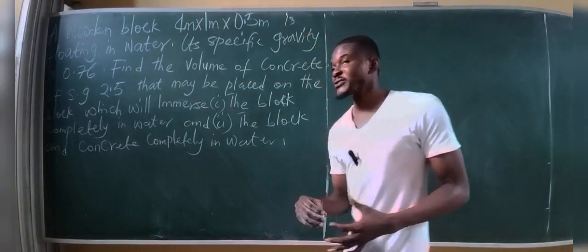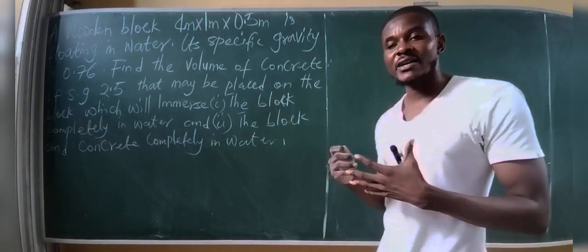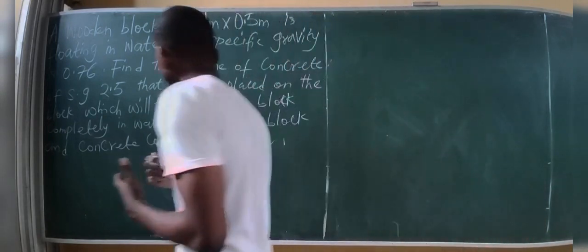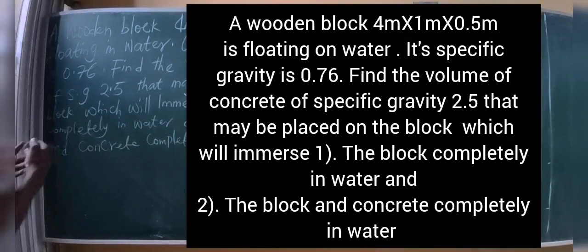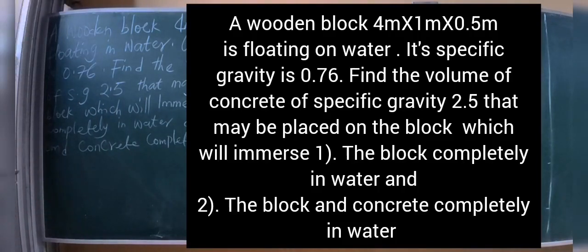Alright guys, so let's also consider this other problem on the board. I think this question will also help to explain another Archimedes principle to us. The question says a wooden block 4 meters by 1 meter by 0.5 meter is floating in water. Its specific gravity is 0.76.